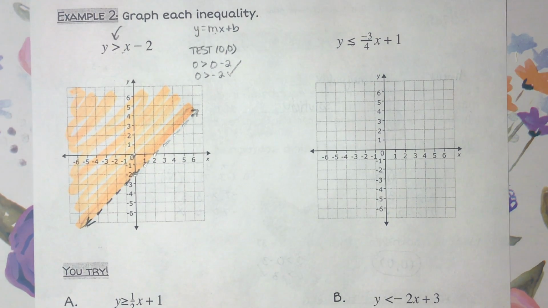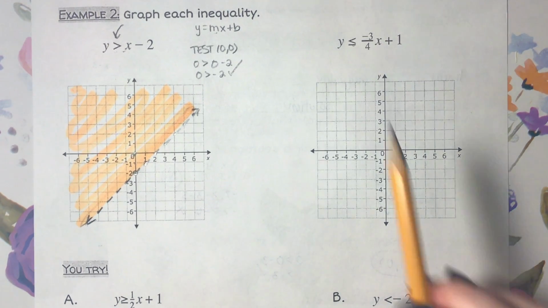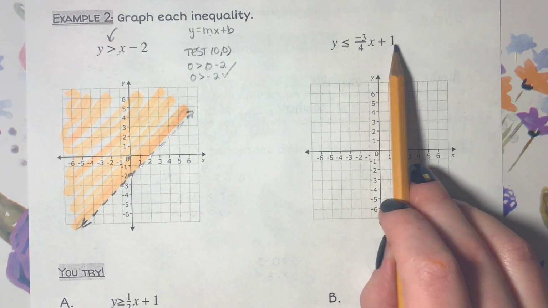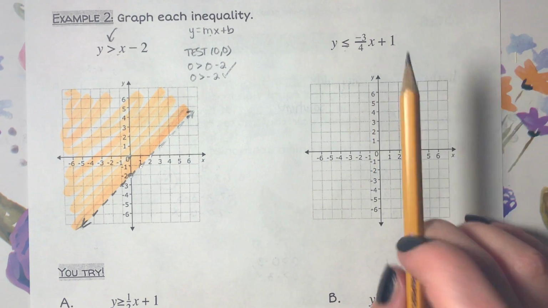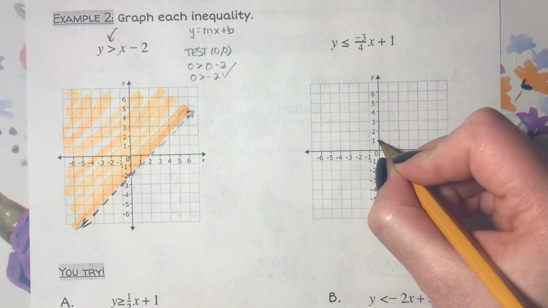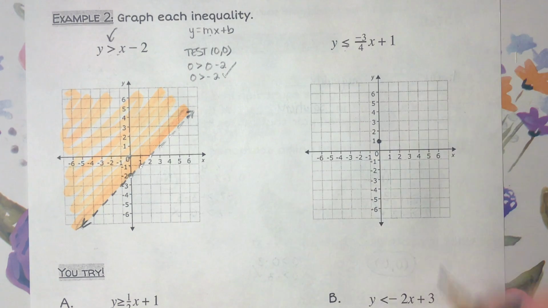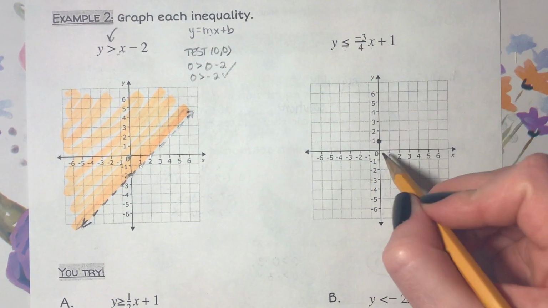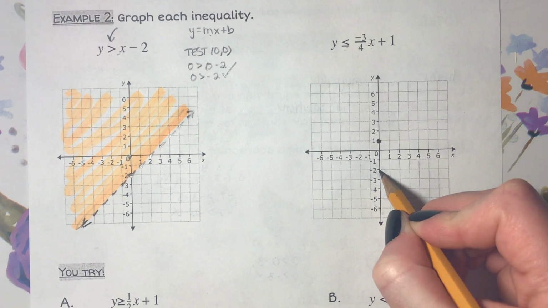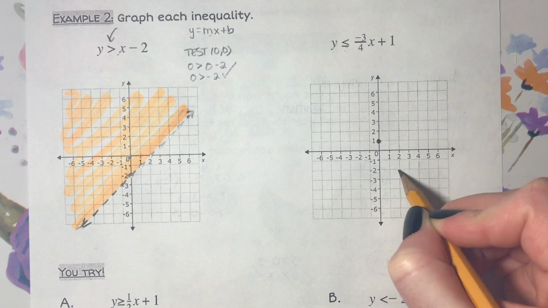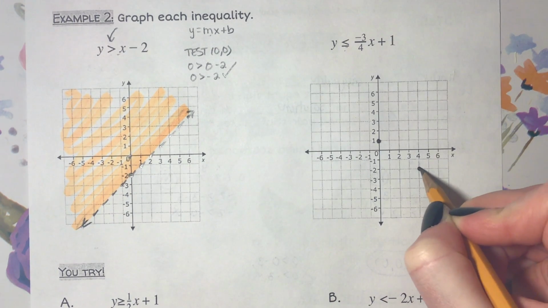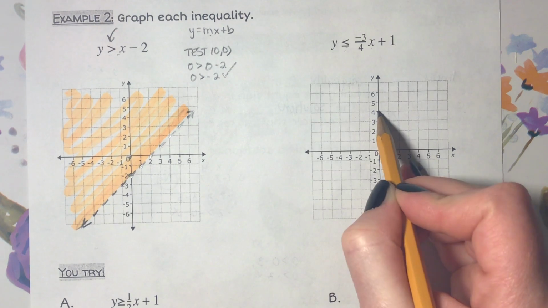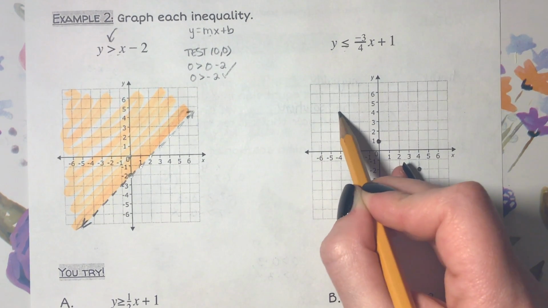Okay, let's do that again just so you can see it again. So let's graph this one. I have y is less than or equal to negative 3/4 x plus 1. I'm still using y equals mx plus b. So I go to the 1 on the y-axis, and that's my y-intercept. Then I have a slope of negative 3/4. So I go down 3, 1, 2, 3, and then I go right 4, 1, 2, 3, 4. I'm going to run out of space, so I go back here, and now I go up 3, 1, 2, 3, and left 4, 1, 2, 3, 4.